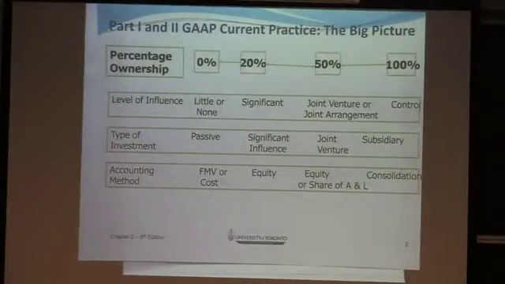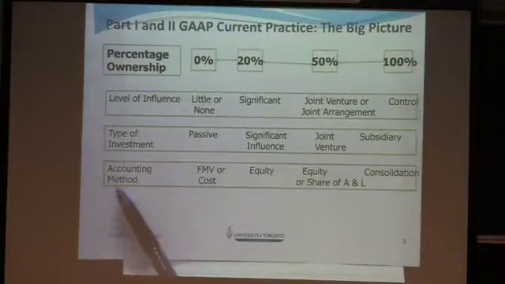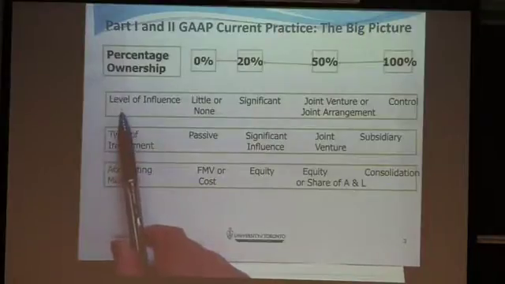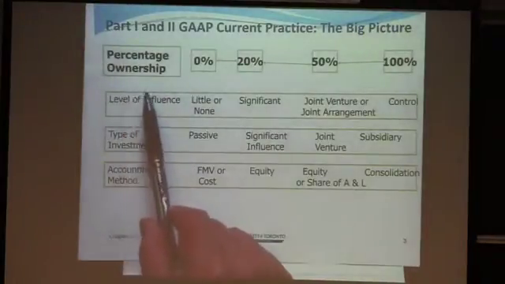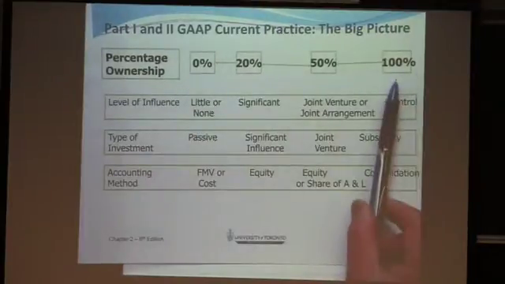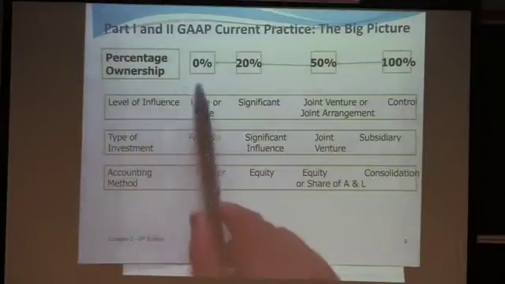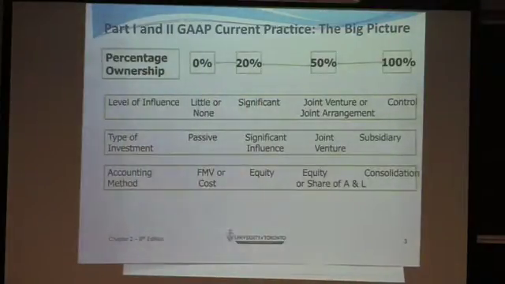Okay, so when we're dealing with investment accounting, we need to understand the methodology in which we account for the investment. The method we use depends upon the level of influence you have over another company. So what I have in front of me is the percentage of ownership from 0 to 100% as two different extremes. If you have ownership of less than 20%, your level of influence is considered to be little or none.